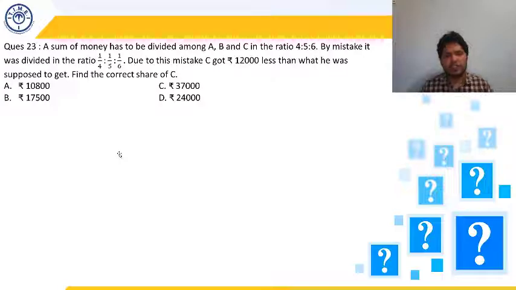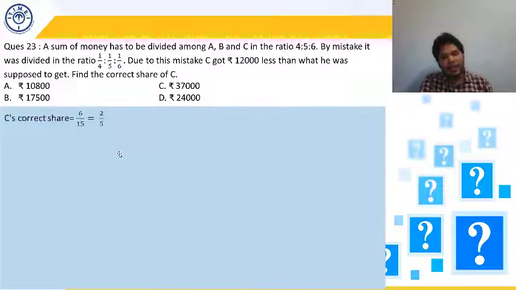So this is going to be a question from RPV, ratio proportion variation. From the chapter ratio proportion, we have discussed these types of questions. So this is just a practice question for that. A sum of money is going to be distributed among A, B and C in the ratio 4:5:6. By mistake, it was divided in the ratio 1/4:1/5:1/6. Due to this mistake, C got rupees 12,000 less than what he was supposed to get. We need to find out the correct share of C.